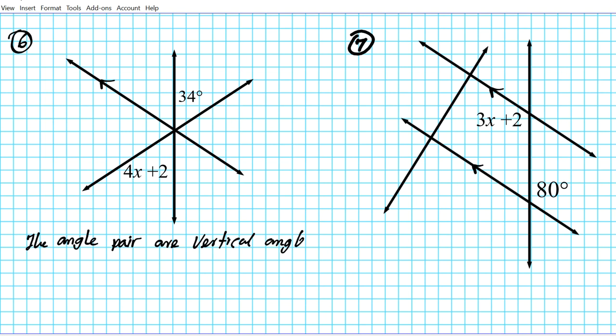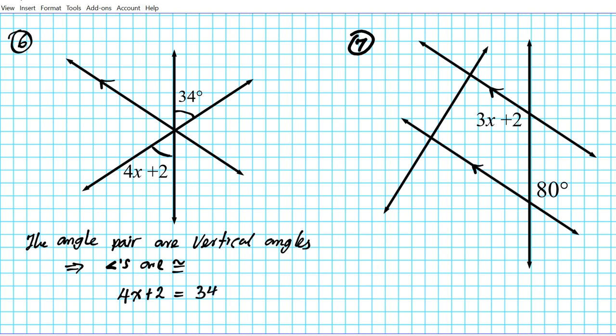What do we know about vertical angles? I went over this in the first part of this presentation, and you can access everything on the site as indicated before. Vertical angles are congruent, which means they have the same measure. This angle right here is equal to this angle right here. So we can set up the equation: 4x plus 2 is equal to 34.